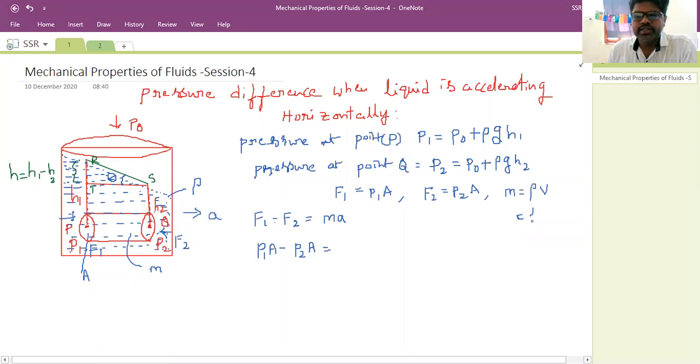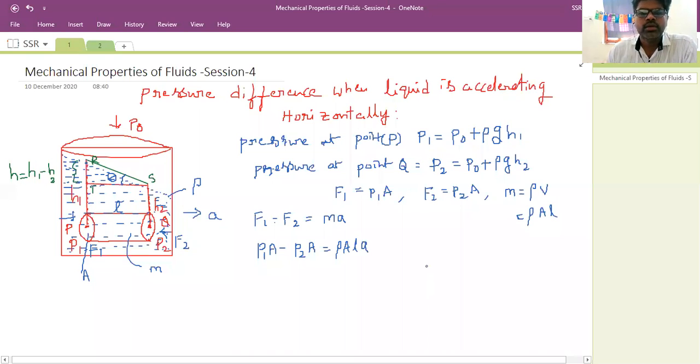Then I can write density rho into volume V. Let L be the length of the cylindrical liquid. Then volume is area of cross section into L, so M is rho A L. Then MA is rho A L into small a. That is P1 A minus P2 A equal to rho A L into small a.